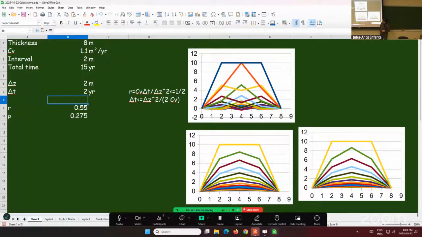But it doesn't mean that the values are correct. And as you can see, okay, so we're going to a time step that is 2 years, so it's 3 years. So what do we get at 15 years? And see it here.